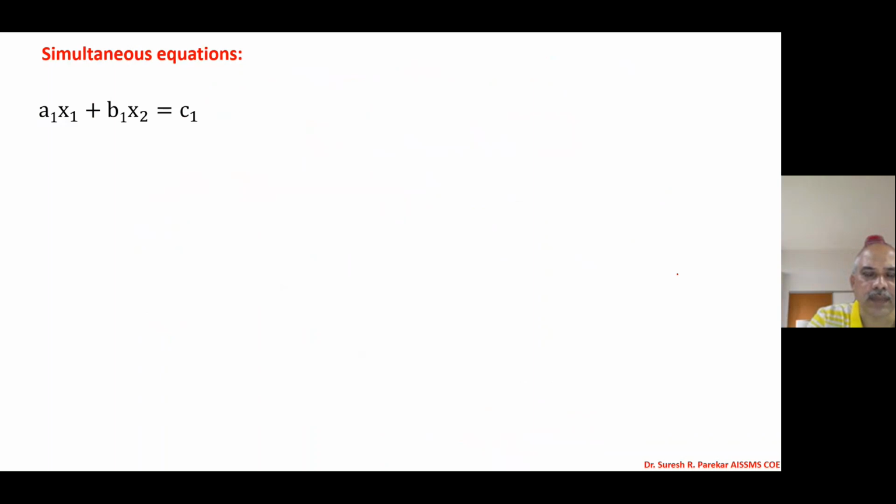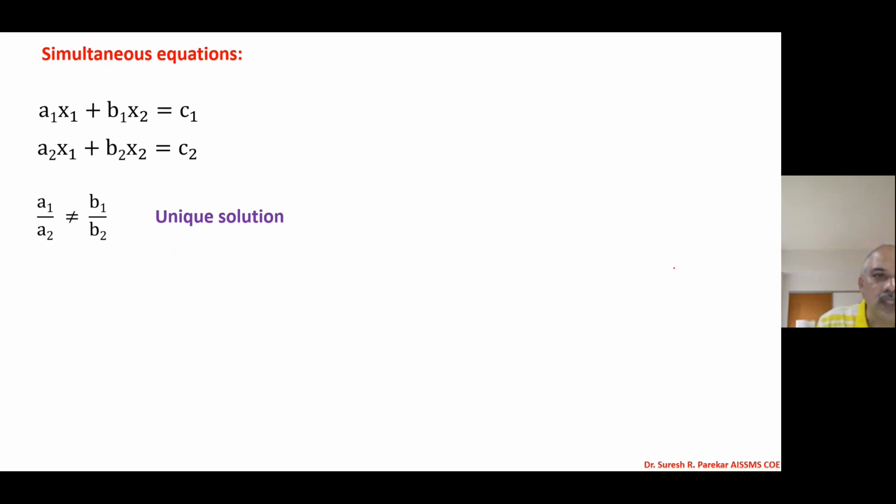So now we have simultaneous equations. Let us say a1x1 plus b1x2 equal to c1, a2x1 plus b2x2 equal to c2. And then we have a unique solution for these equations when a1 upon a2 is not equal to b1 upon b2. Means if we consider two lines and these two intersect only at one point, then we say this is a unique solution. And that will be possible when a1 upon a2 is not equal to b1 upon b2.